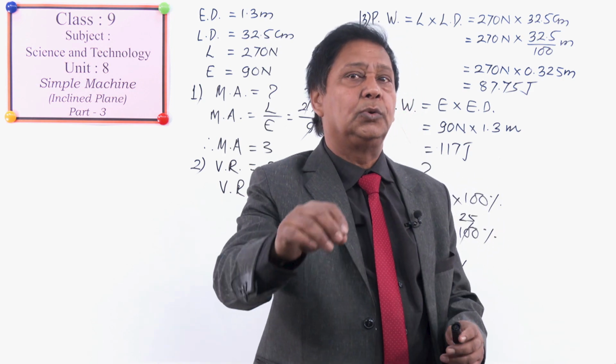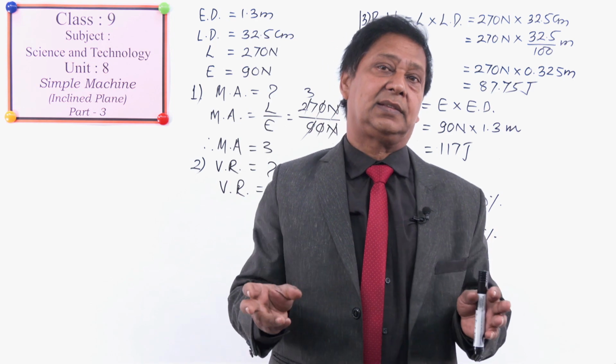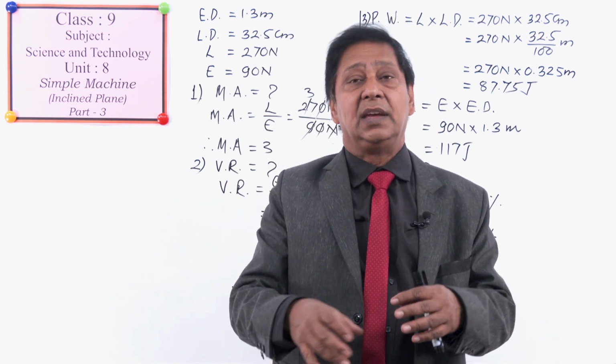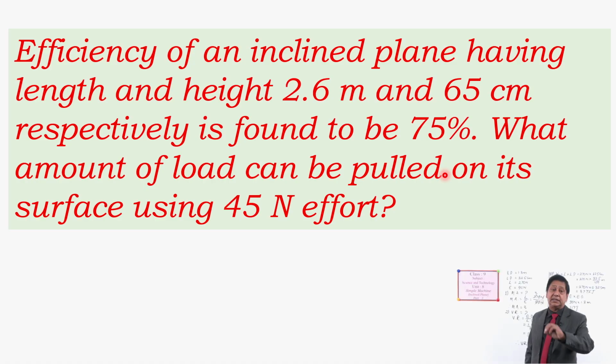Now I want to go through another numerical problem also, because this simple machine is related to MA, VR and efficiency and numerical problems. That's why I look at this another numerical problem. Efficiency of an inclined plane having length and height 2.6 meter and 65 centimeter, effort distance and load distance are given respectively, is found to be 75%. What amount of load can be pulled on a surface using 45 Newton effort?